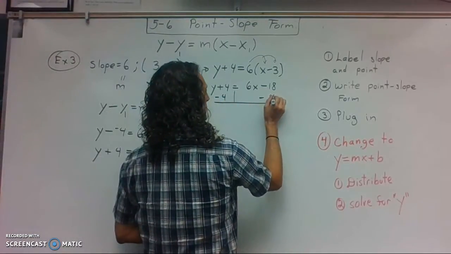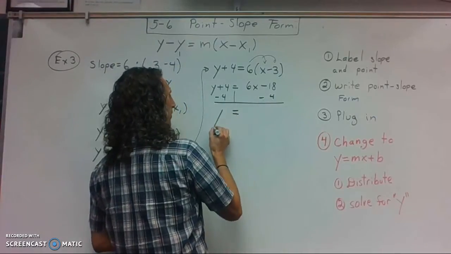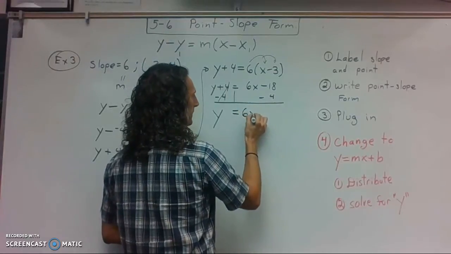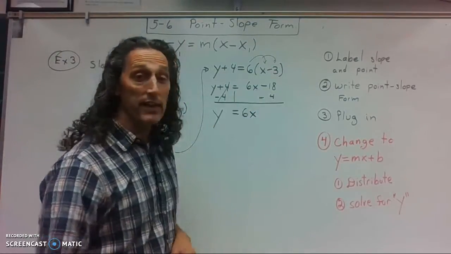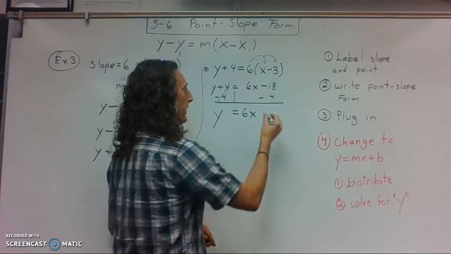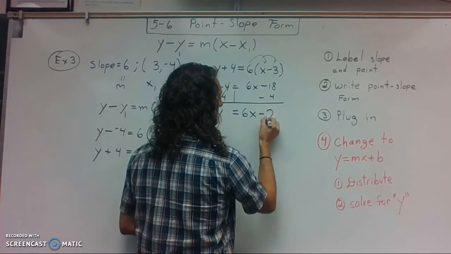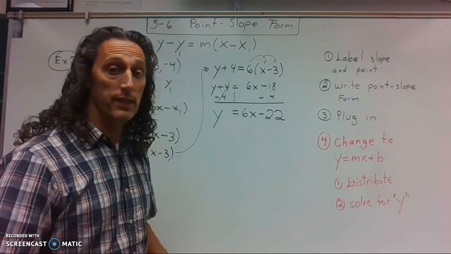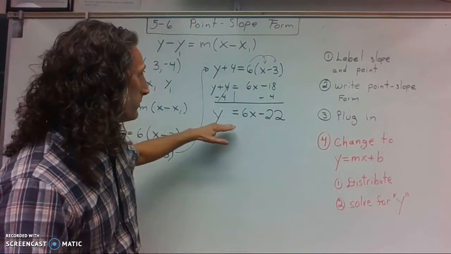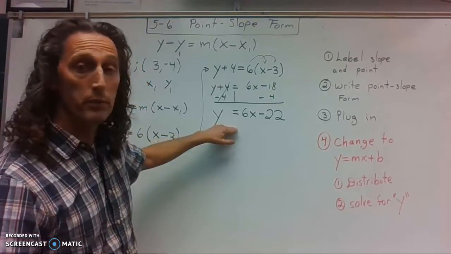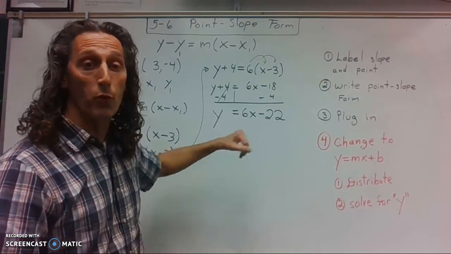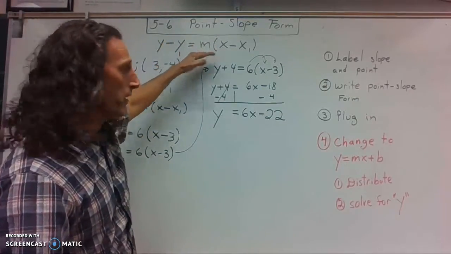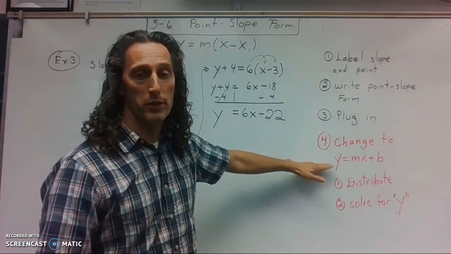So you go minus 4, and then be very careful. Y drops down. Those cancel out. The 6x, we leave that alone. And then you put in negative 18 plus negative 4, and we get a negative 22. And we're done. This is in the slope-intercept form, right? So the first two examples, we got to leave it in the point-slope form, but in this one, we had to change it to the y equals mx plus b.